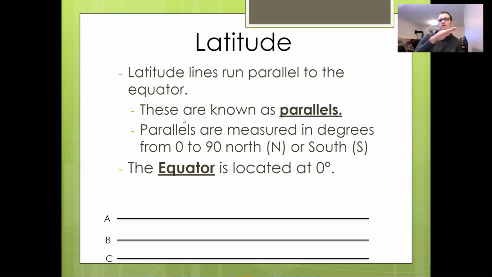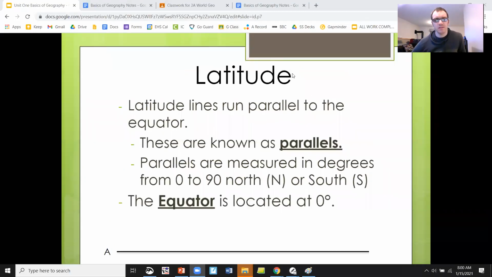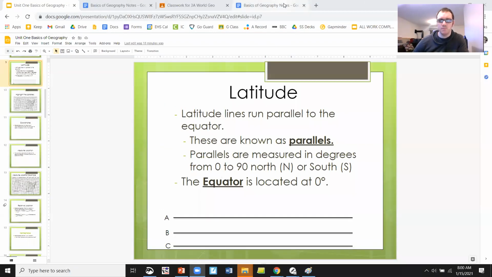Now latitude runs across the map, and I think about pancakes there and stacking pancakes up, right? You don't stack them like this, you stack them across. Okay, these are lines known as parallels, and they measure between 0 and 90 north and 0 and 90 south, and the center line is going to be your equator. Okay, so let's fill in our notes for that section.